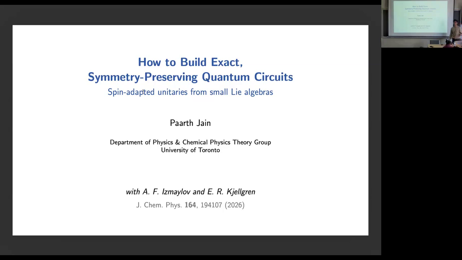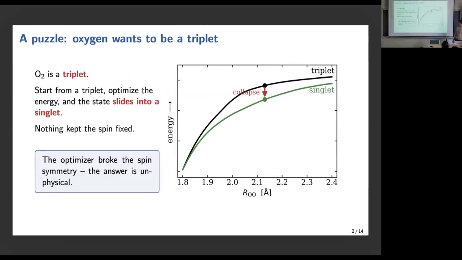Hi everyone, I'm Paarth, an undergrad at UFT, and today I'm going to be presenting on how you could build exact symmetry-preserving quantum circuits. So let's get right to it. Why do we need this? As most of you might already know, the oxygen molecule has a triplet ground state configuration, and if you basically want the ground state energy, or you want to build the ground state wave function of the oxygen molecule on a quantum computer, there are a bunch of ways to do that.